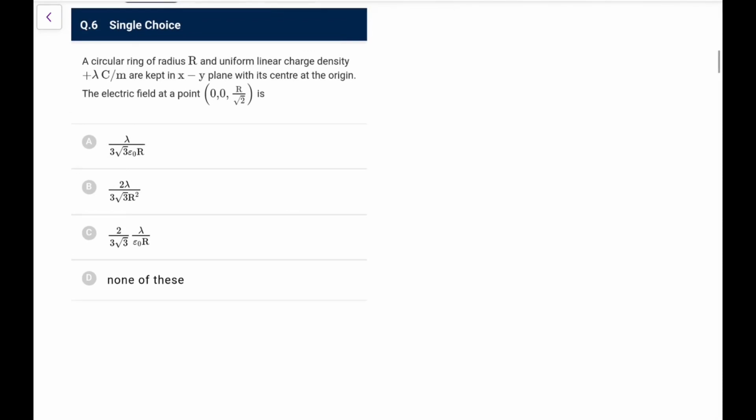Next one. A circular ring of radius r and uniform linear charge density plus lambda is kept in the xy plane with its center at the origin. The field at the point... Okay, so it is placed in the xy plane, let's say like this. This is the x-axis, this is, let's say, the y-axis, and let's say this will become z. Now the electric field at 0, 0, r by root 2. Okay, I know the field at this point is maximum, if you can remember from your knowledge. But we have to calculate it.